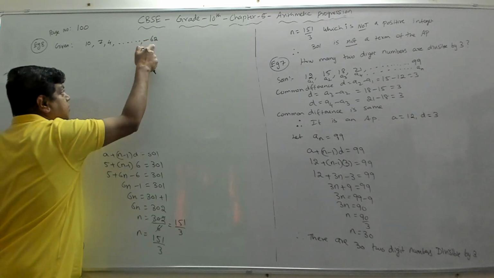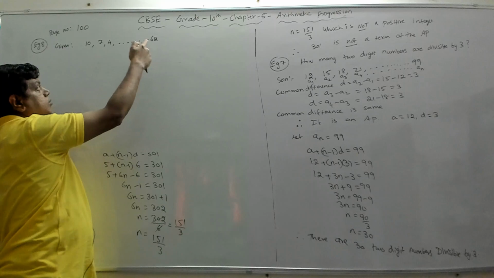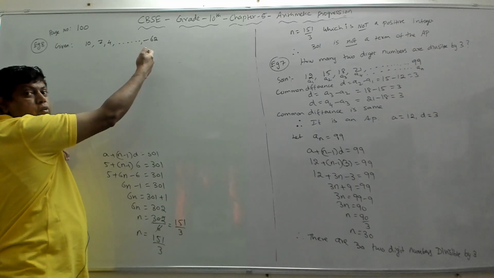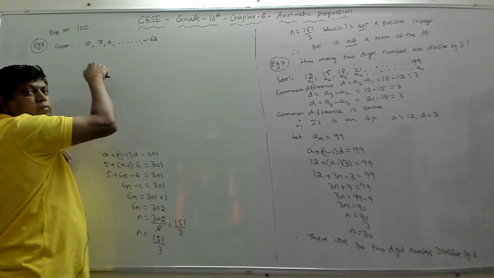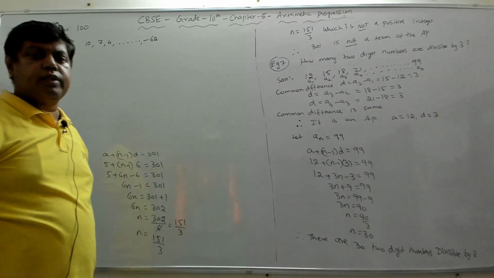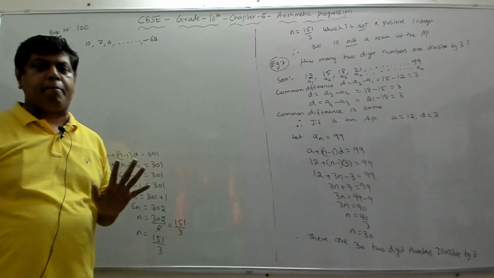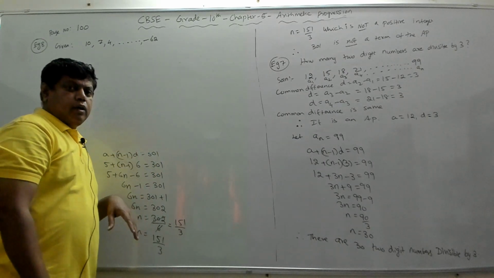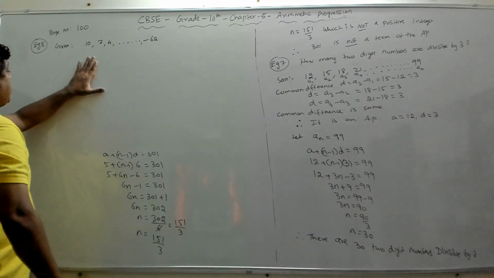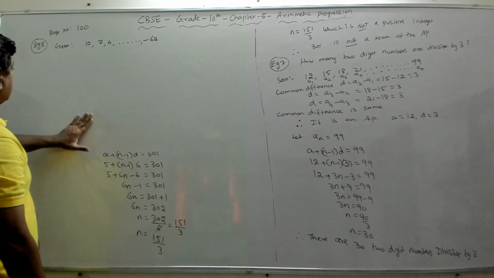You consider this as the first term from the last: first term, second term, third term, like that. If you try to find the term from the last term towards the first term, which will be the 11th term of this AP? So it can be done in 2 ways. This problem can be done in 2 ways.